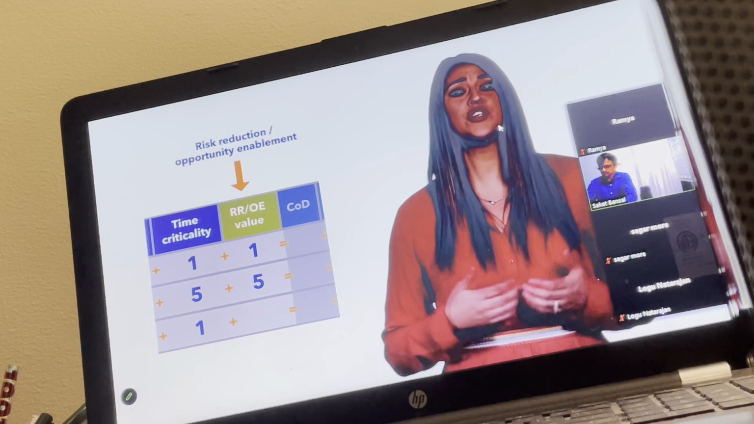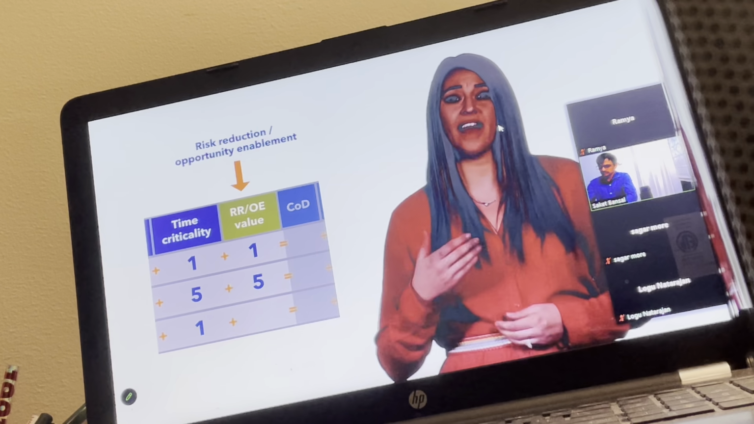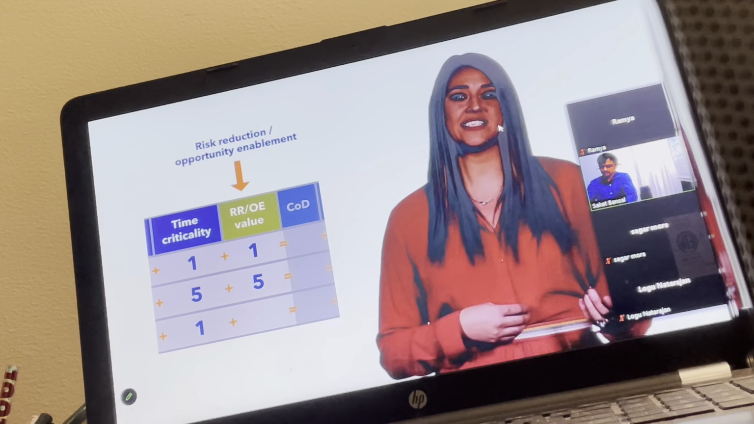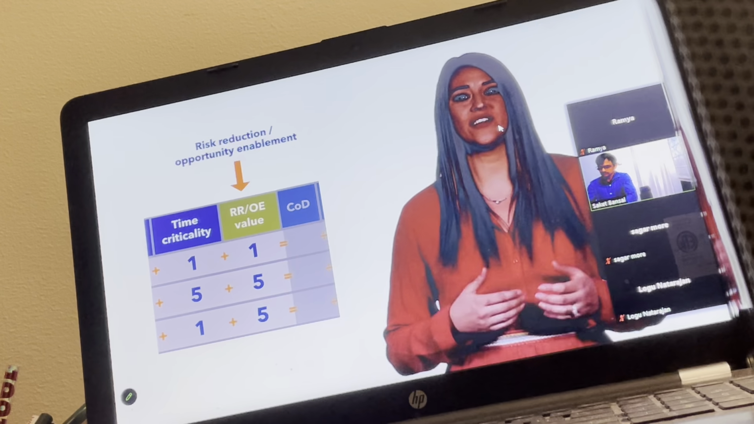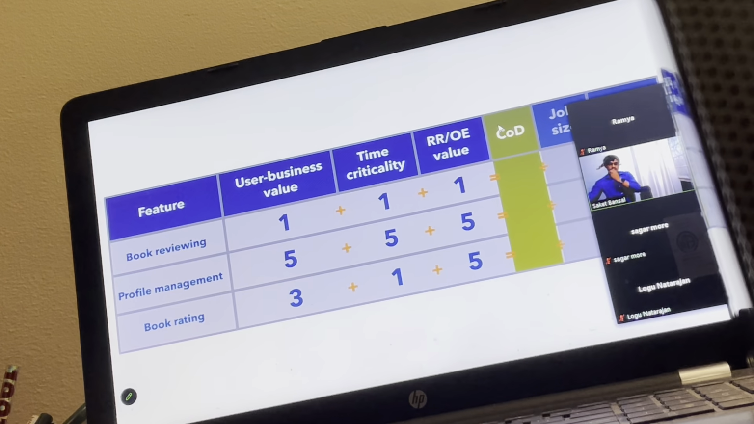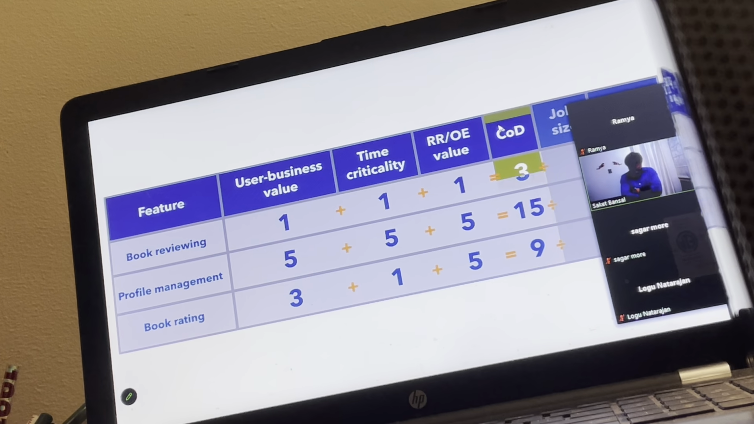Book rating opens new opportunities with the ability to sort by the highest rated books and create bestseller lists. We also give this a 5. Then we total these scores to arrive at the cost of delay score. The next step is to consider the job size.